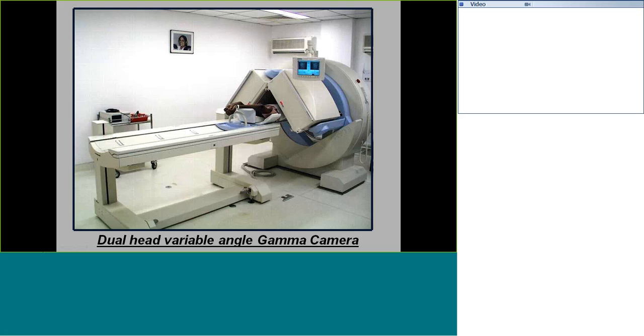So this is a dual head gamma camera and it rotates around the patient for 180 degrees. It starts the rotation from the position of RAO, that is right anterior oblique of 45 degrees, to left posterior oblique, that is up to LPO 70 degrees. So it covers around 180 degrees so that the myocardium is best imaged in this particular tomographic picture.